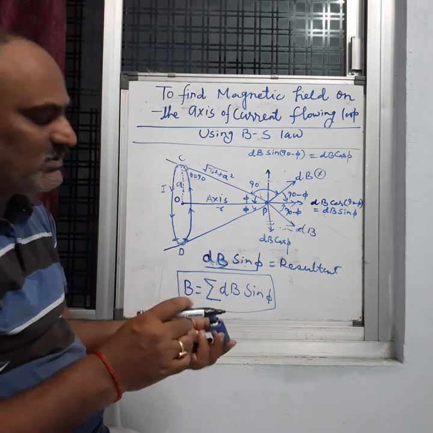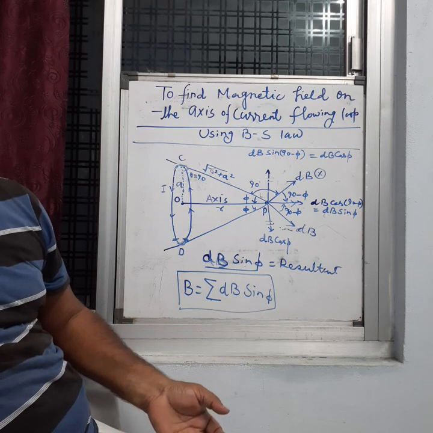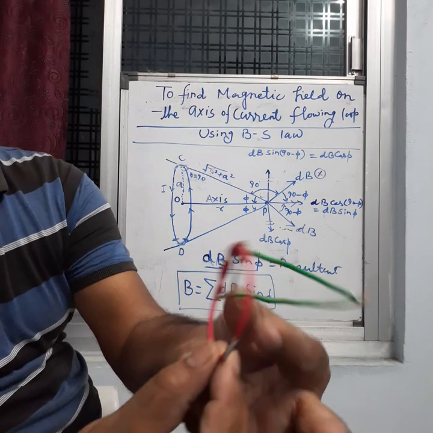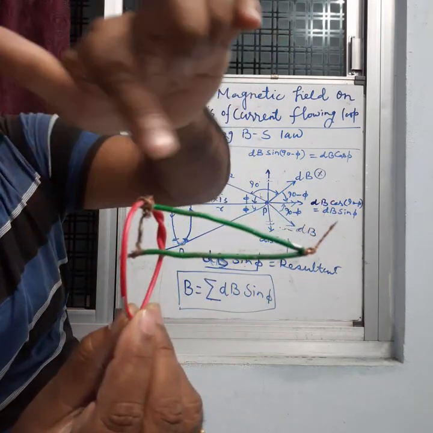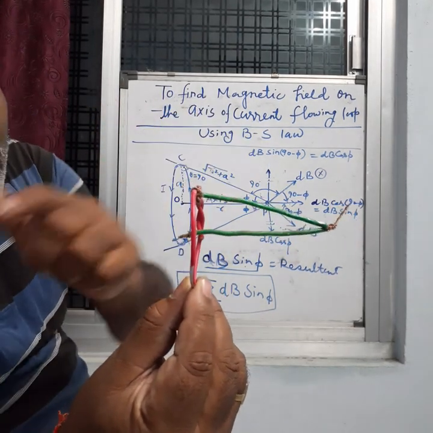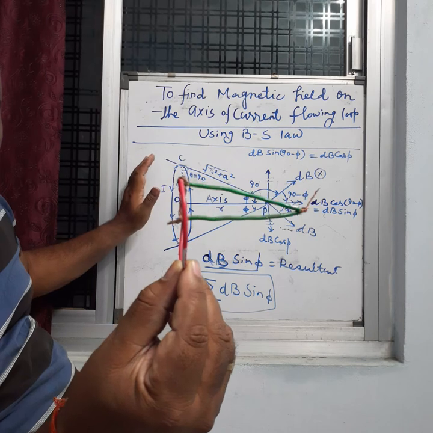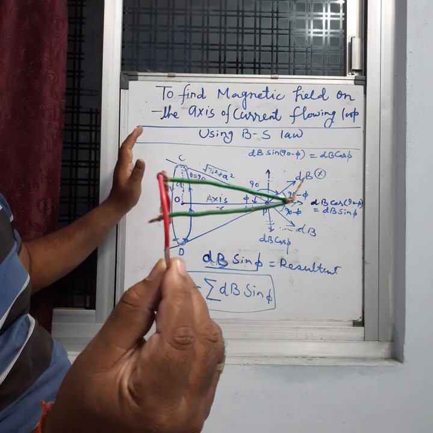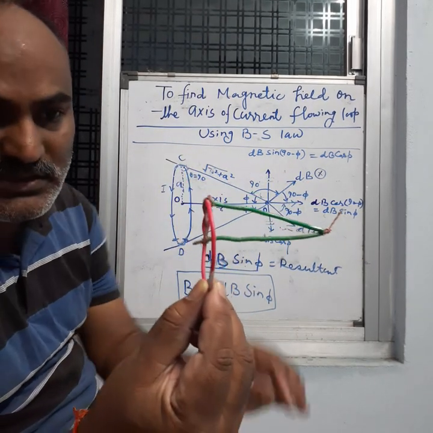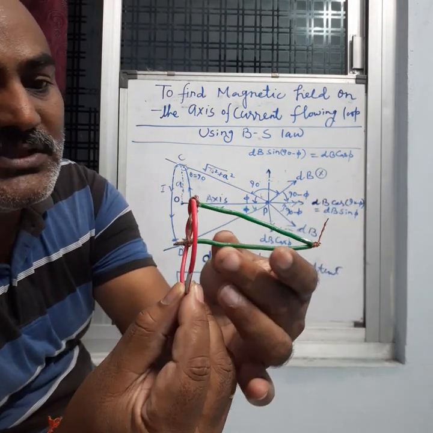But geometrically I will explain once again how this happens. See, I have one model. See carefully. This red color ring is the current flowing loop. The main concept is here: the diagram on the board is drawn in 2 dimensions, and we are understanding the concept in 3 dimensions. That is why I have taken this small diagram for you. I made this one to explain the things.